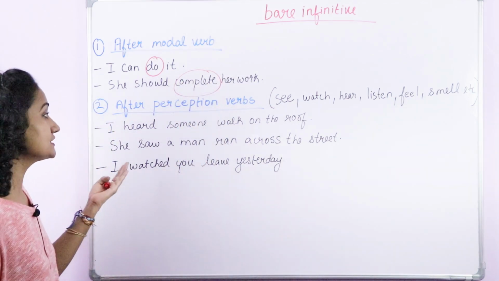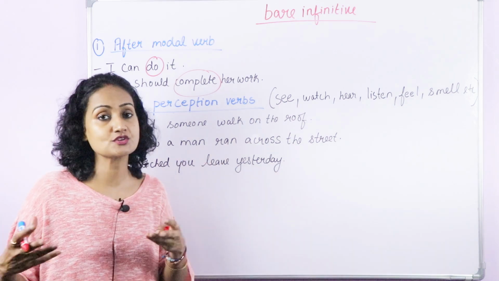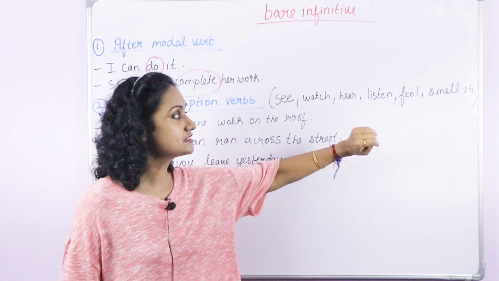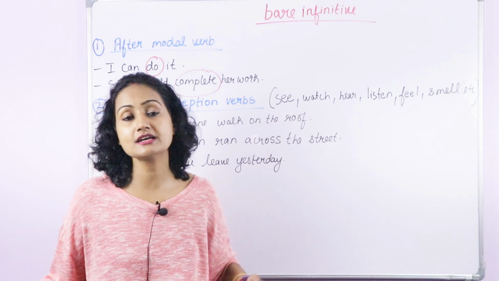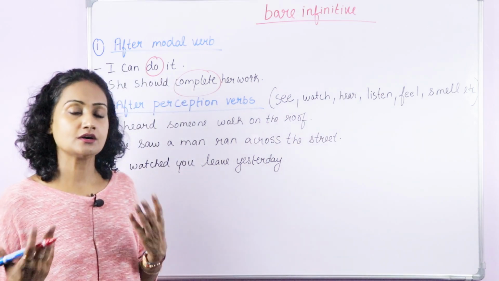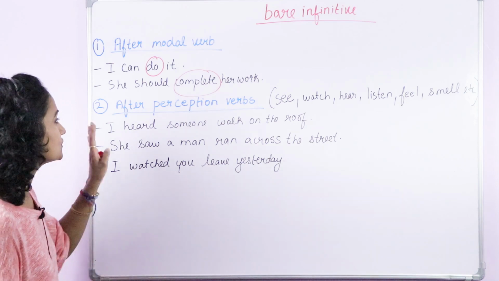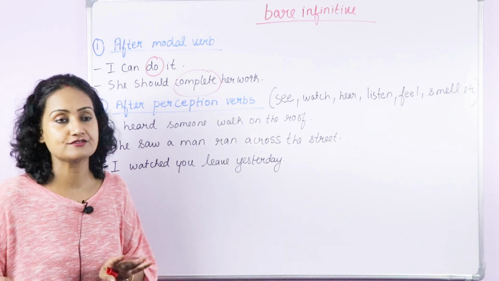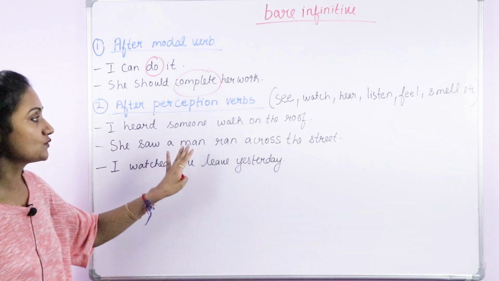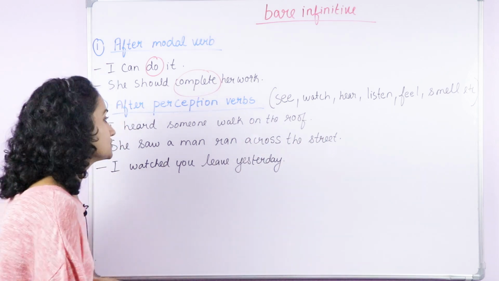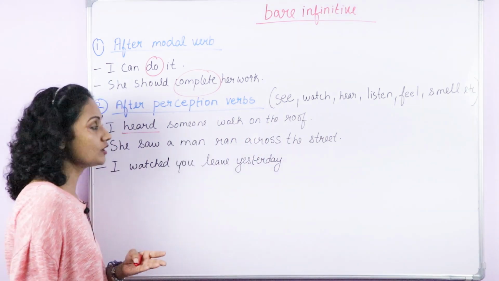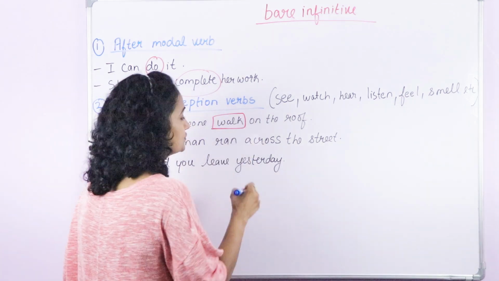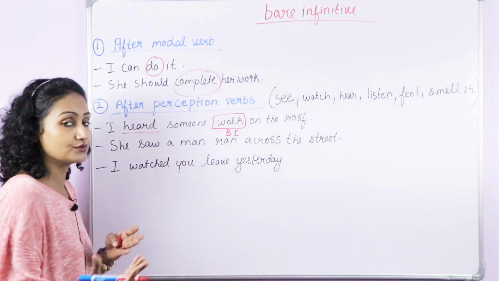Next, we use bare infinitive after perception verbs. Verbs of perception are like see, watch, hear, listen, feel, smell, advise, observe. These are all verbs of perception. Okay, so with verbs of perception we use a bare infinitive, not full infinitive. For example, I heard someone walk on the roof. So heard is the main verb, and I heard what? Someone walk on the roof. So this is a bare infinitive, walk on the roof.